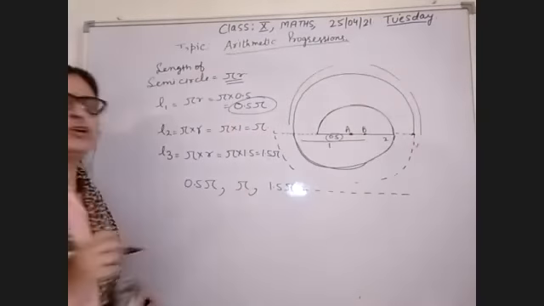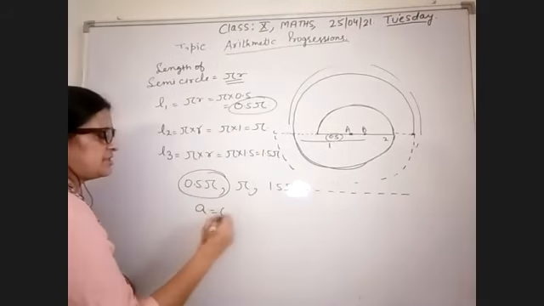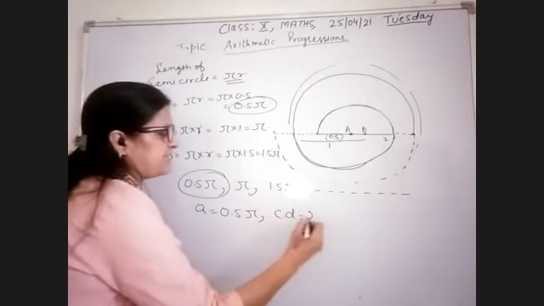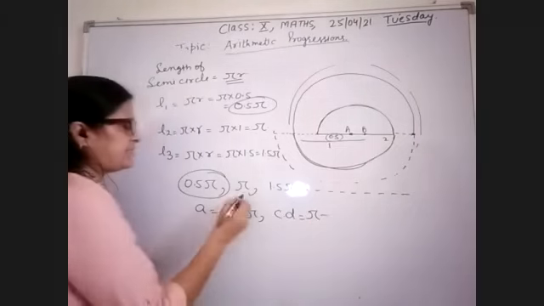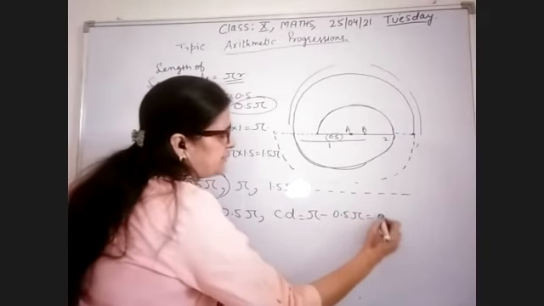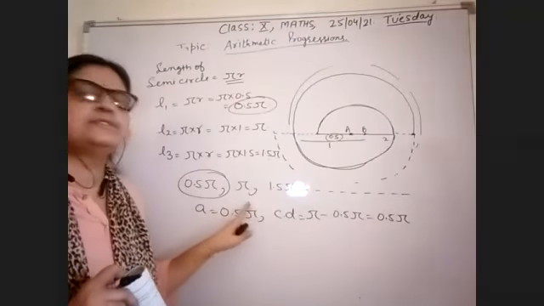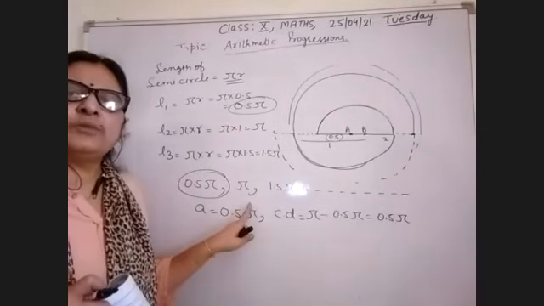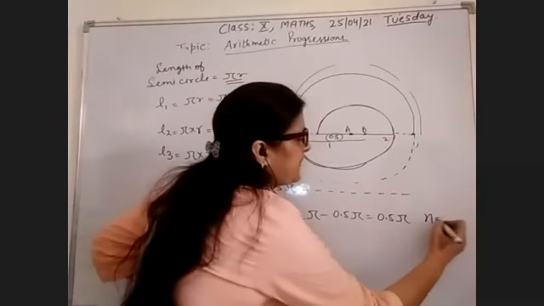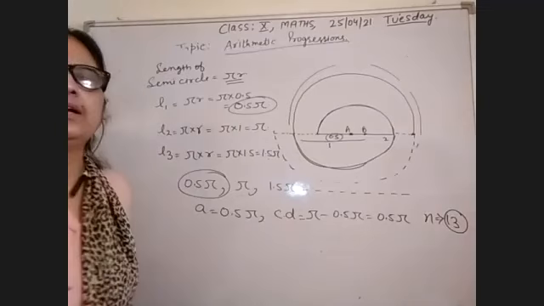So it is forming an AP. The first term in the question is 0.5 pi, and the common difference is the same every time. When you subtract 0.5 pi from pi, you get 0.5 pi, because every time the radius increases by 0.5. The number of consecutive spirals given is 13.